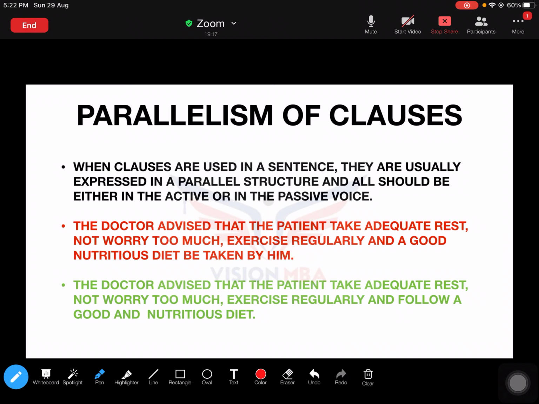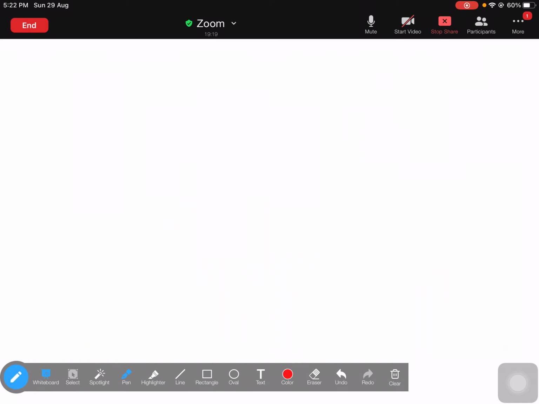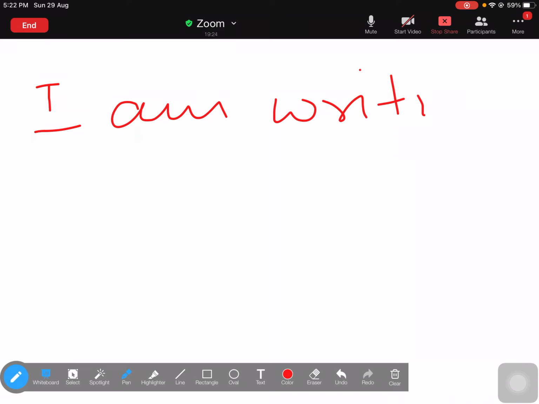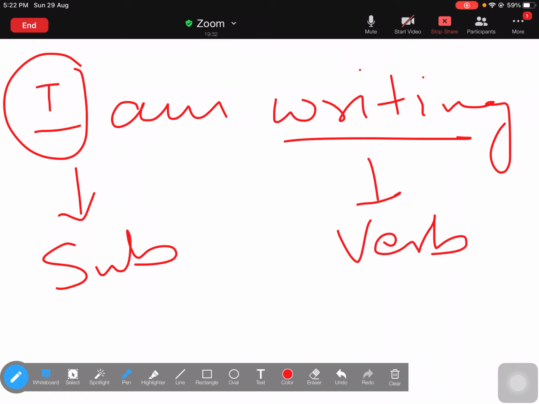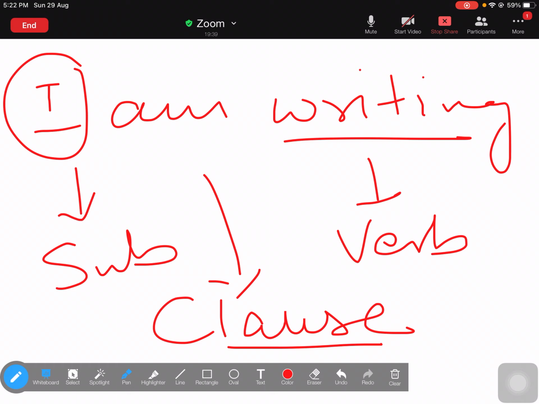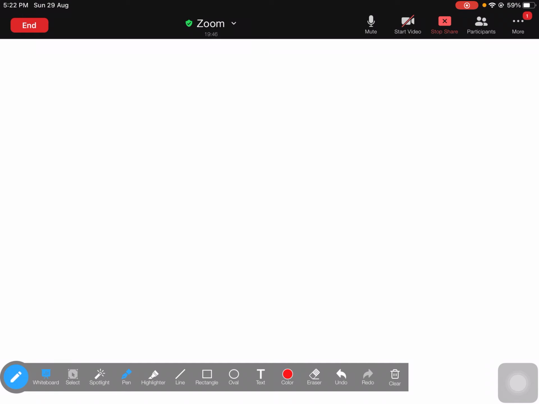Let me give you a simple example. I am writing. Here, I is the subject, someone who does the action. Writing is a verb, am is also a verb, but let's just focus on this. Now this is nothing but a clause. An example of a clause. What is a clause? A sentence that shows the subject and verb both are there. It makes absolute sense.